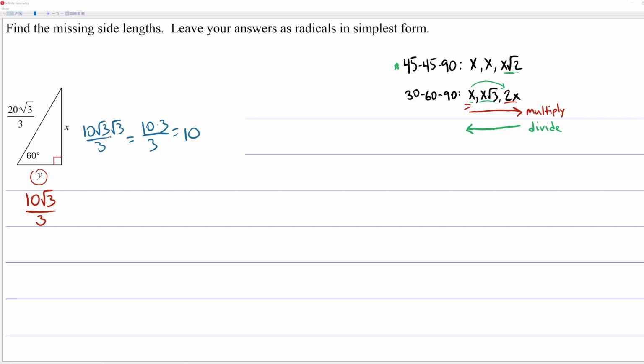Anyway, that's a crash course of working with special right triangles. Hope that helped.